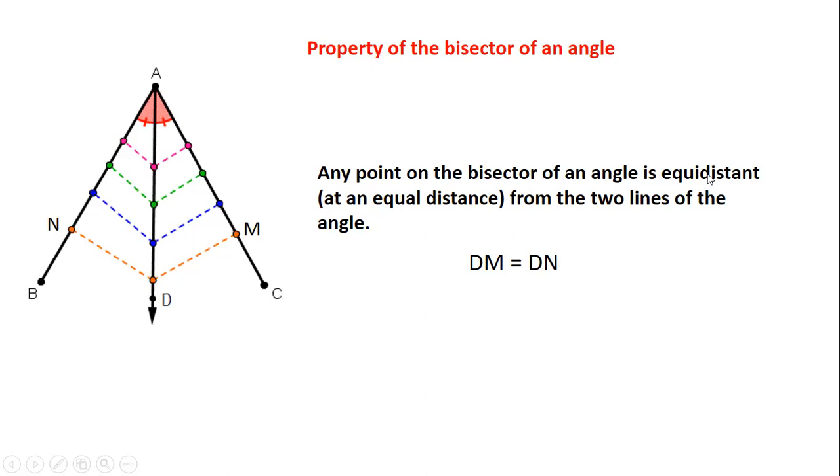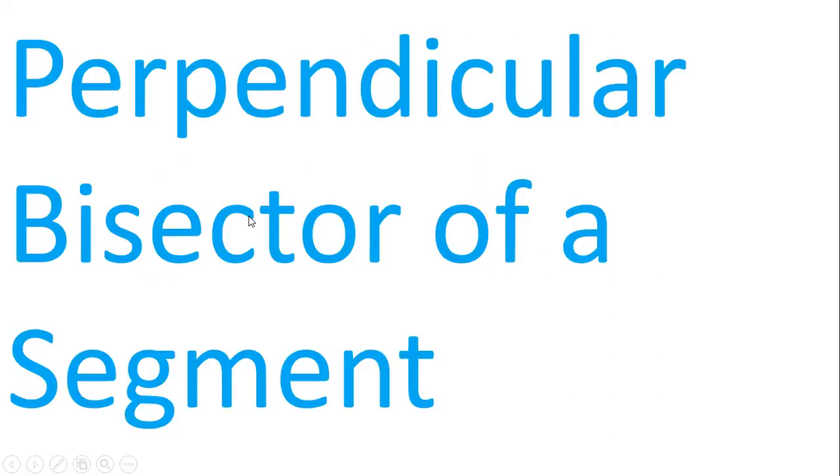The word equidistant is very important to know. The word equidistant means it is at an equal distance. So the distance from D to M is equal to the distance from D to N. So the line DM will be equal to the line DN. This blue line here will be equal to the blue line here. The green line will be equal to the green line. The pink line will be equal to the pink line. So any point on the bisector of an angle is equidistant from the two sides or the two lines of the angle. Now I will move to the perpendicular bisector of a segment.